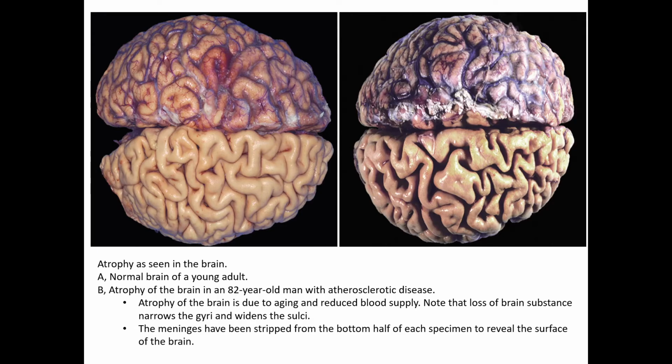Atrophy of the brain is due to aging and reduced blood supply. There is a loss of the brain substance. You notice the gyri shrinkage in size and narrowing of the gyri, with widening of the sulci. The sulci are the spaces, the grooves between the gyri of the brain.